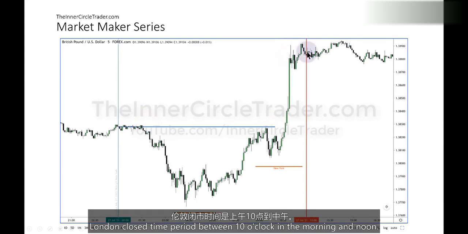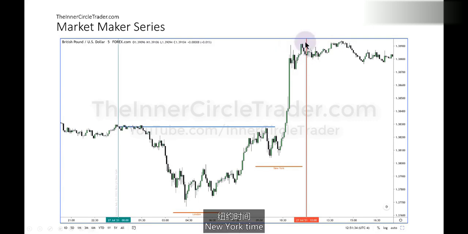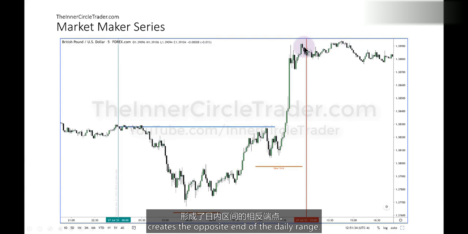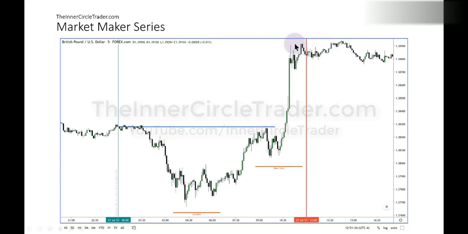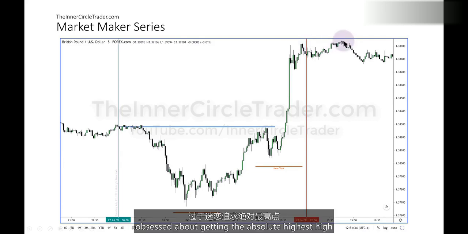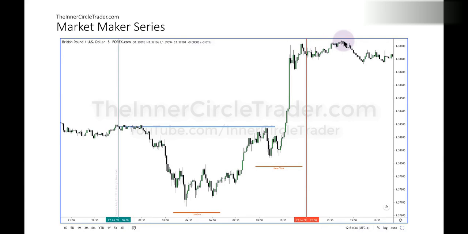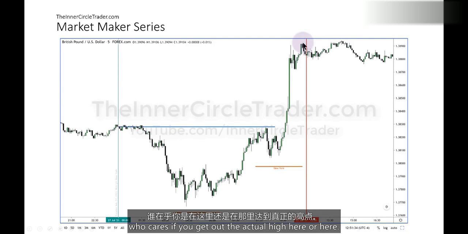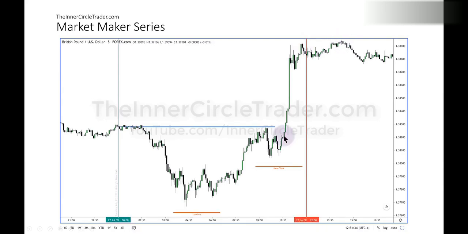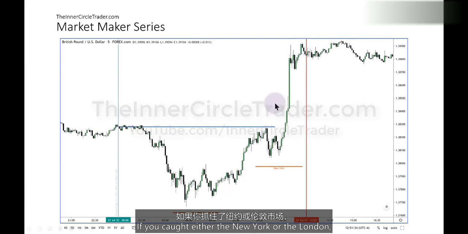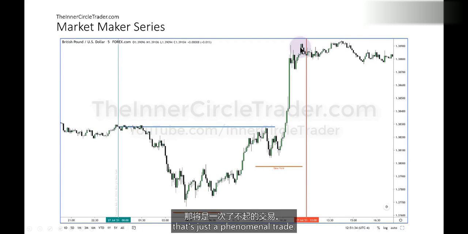Again, London close time period, between 10 o'clock in the morning and noon, New York time, creates the opposite end of the daily range. Goes a little bit higher later in the afternoon, but not by much. Try not to get so obsessed about getting the absolute highest high. If you can capture a portion of this move here, who cares if you get out at the actual high here or here? If you caught either the New York or the London, that's just a phenomenal trade. No matter how you slice it, that's what you're looking for.